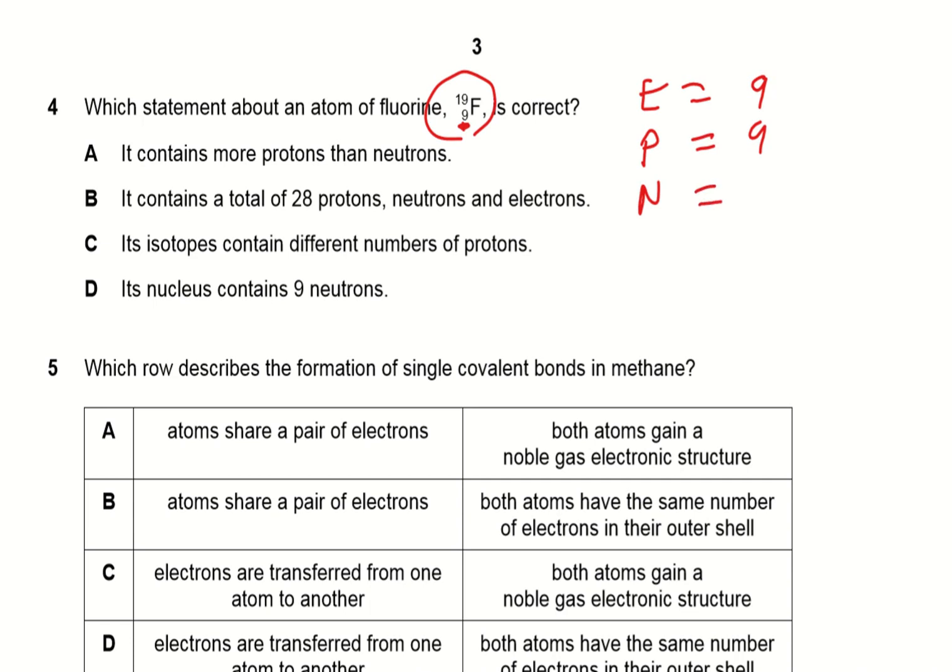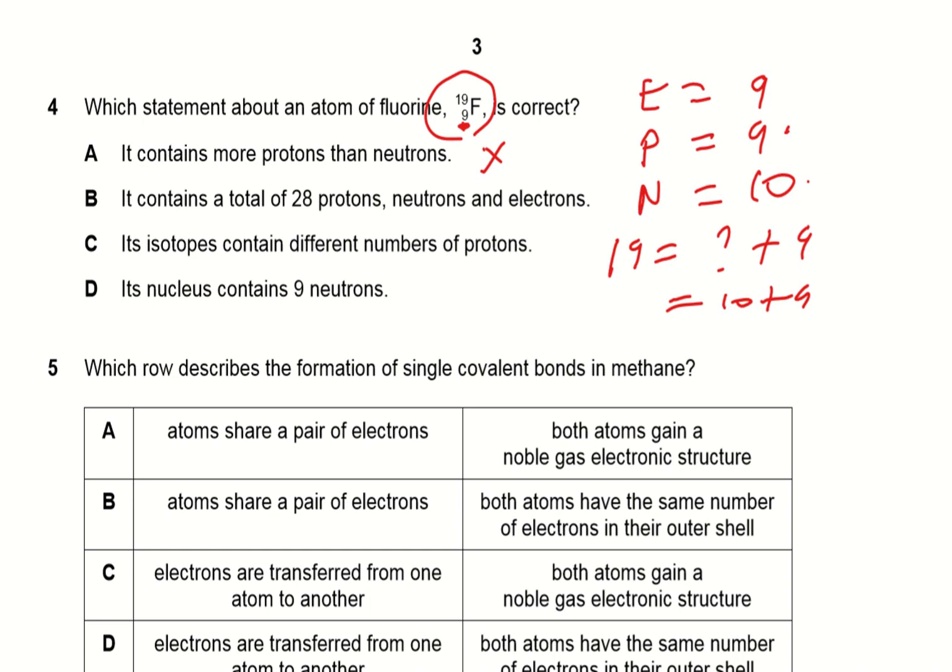And so if your mass number is 19, then 19 should equal neutron number plus 9. So that should be 10 plus 9. So neutron number is 10. Now looking at the option here, it says more protons than neutron. That's not correct, because we have fewer protons than neutrons. It contains 28 protons, neutrons, and electrons.